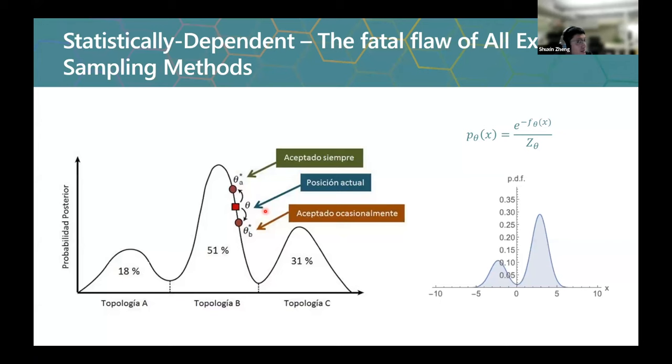This flaw is that all the current sampling methods are statistically dependent sampling. Please look at the left figure of this slide, which shows a distribution with three peaks, with probabilities of 20%, 50%, and 30% respectively. If we know the probability density function of this distribution, then we can very easily sample it in a statistically independent way. Every sampling can guarantee that we sample the left side with 20% probability, the middle with 50% probability, and the right with 30% probability. I may only need, for example, 10 samples to recover the whole distribution.